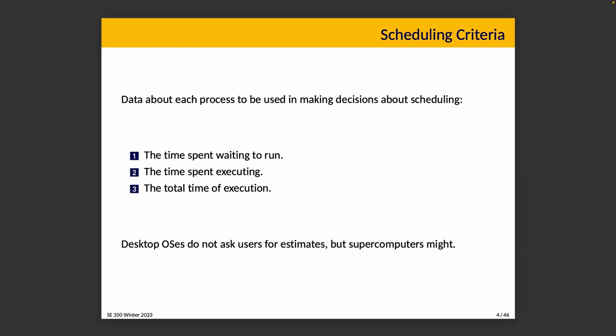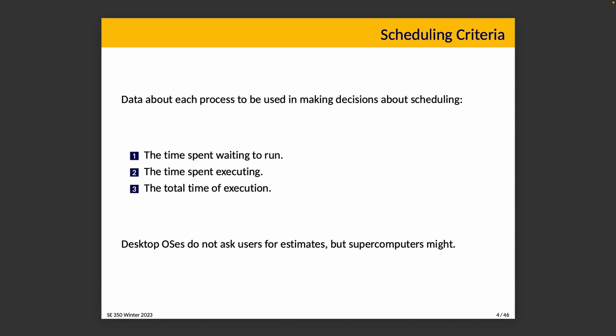Similarly, it's also easy to maintain some information about the total time spent executing. So how much CPU time has the process had? What percentage of the time has this been running code on the CPU? And then there is the third one, and the third one can't really be measured because it's a predictive element. That is, it is the total time of execution, and there isn't a good way to know that in advance.